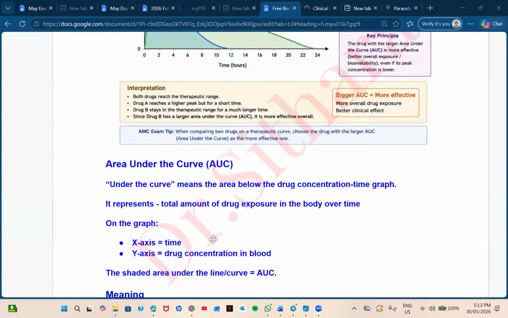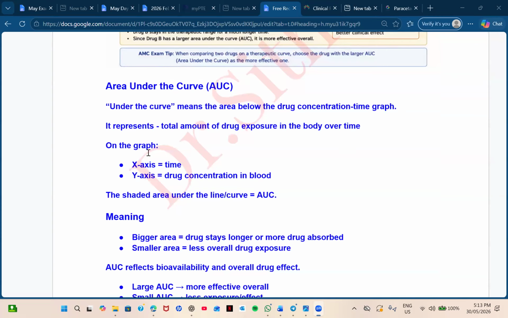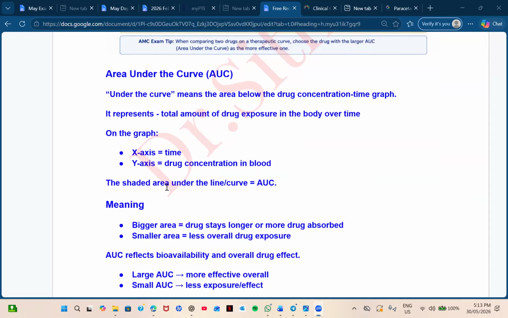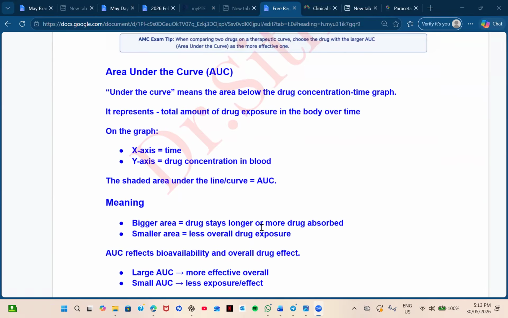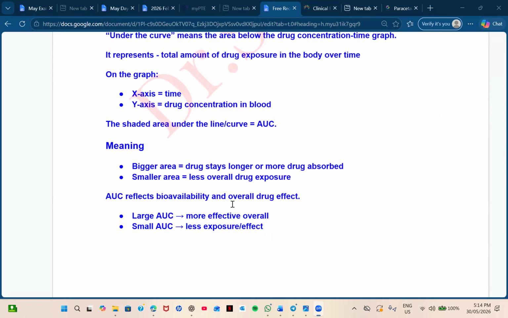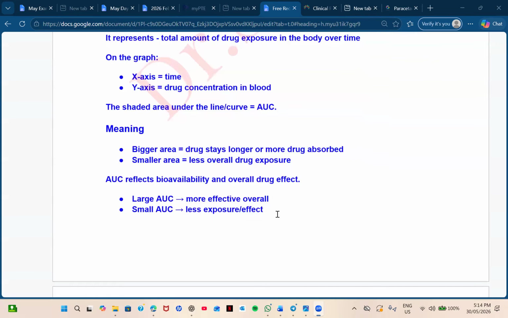Okay, so what is this area under the curve? What does that mean? Area under the curve means the area below the drug concentration-time graph. It represents the total amount of drug exposure in the body over time. On the graph we just discussed, the x-axis is time and the y-axis is drug concentration in the blood. So the shaded area under the line or curve is what we call the area under the curve. A bigger area means the drug stays longer or more drug is absorbed. A small area means less overall drug exposure, right? So a large AUC is more effective overall, and a small AUC means less exposure and effect.